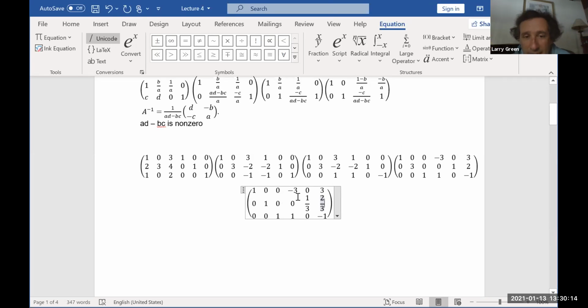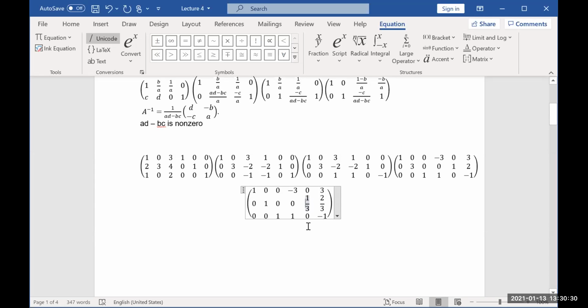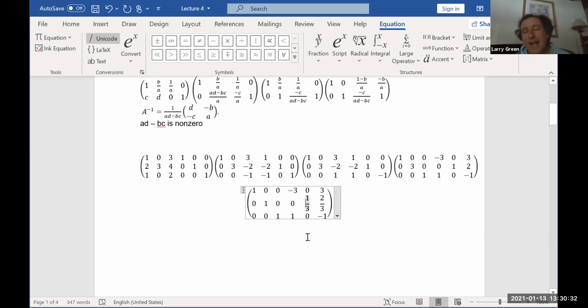Okay, and then I think what I'm going to do is I'm just going to say it, because it takes a long time to type it. The matrix inverse is -3, 0, 3, 0, 1/3, 2/3, 1, 0, -1. Are you all okay with that? Yes. That's the last step. I could type it all out, but it would waste your time. Any questions on that?